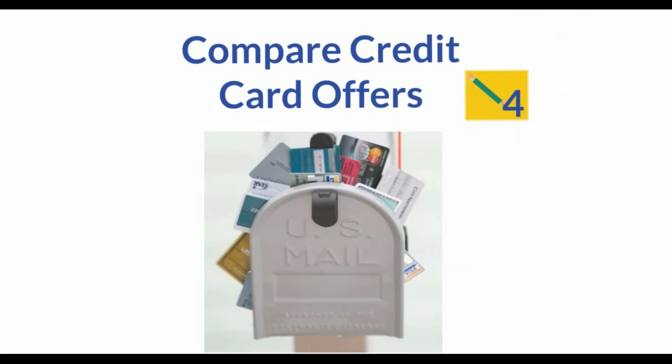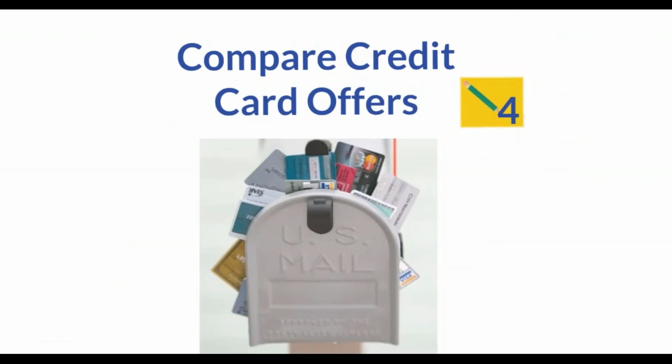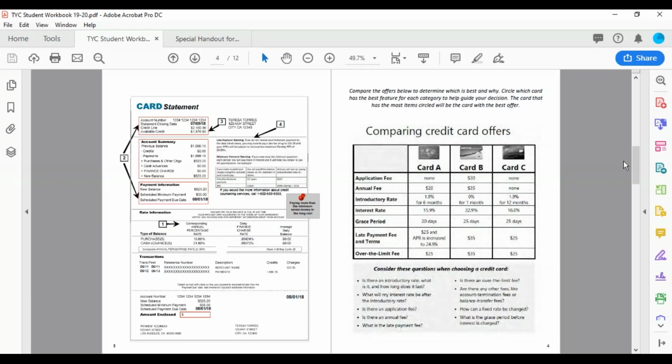Now we'll get into our next activity on page 4 of the workbook. For the Compare Credit Card Offer activity, you can have students work independently, in pairs, or in small groups to compare the different offers and determine which is best. Students should circle the best feature for each category, then see which card has the most circles. That's going to be the card that's the best offer. In this situation, card C is the best credit card offer.